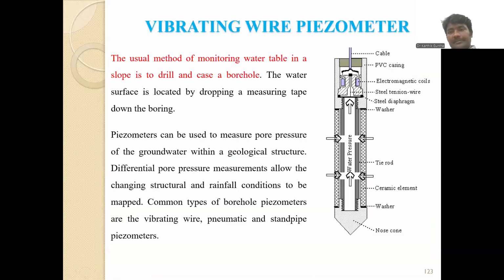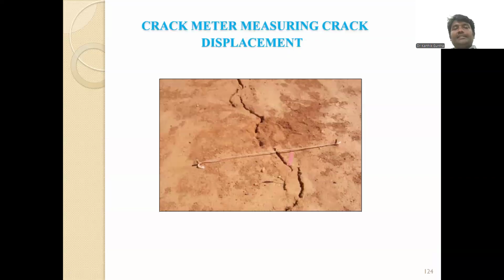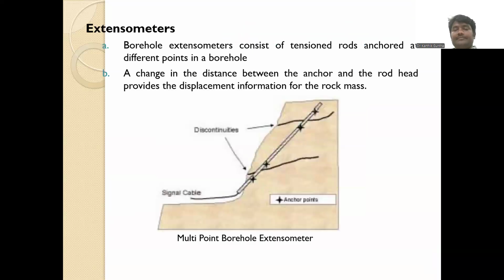This is a vibrating wire piezometer that is used for measuring the water level and water pressure in the strata. And this is another important meter, used for measuring the crack elongation in the open cast benches. So this will be utilized for understanding the strata, strata behavior and the elongation of the cracks.